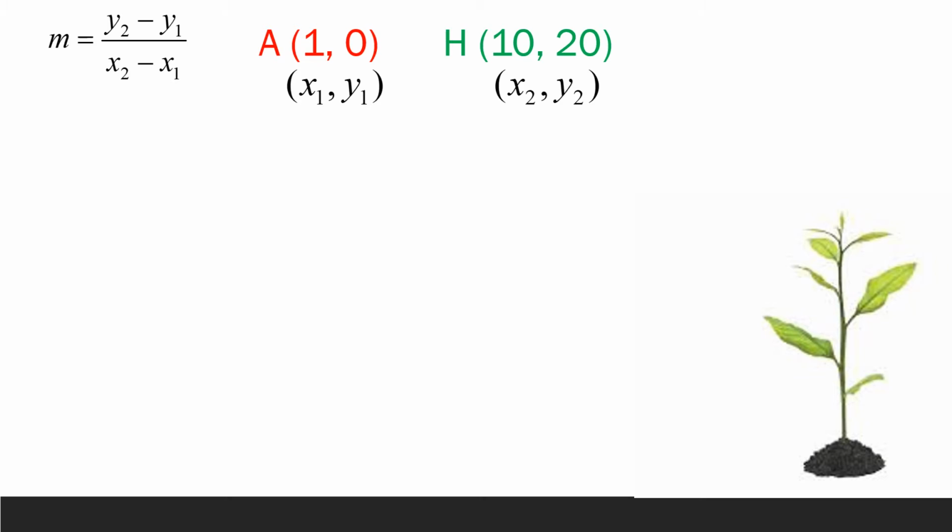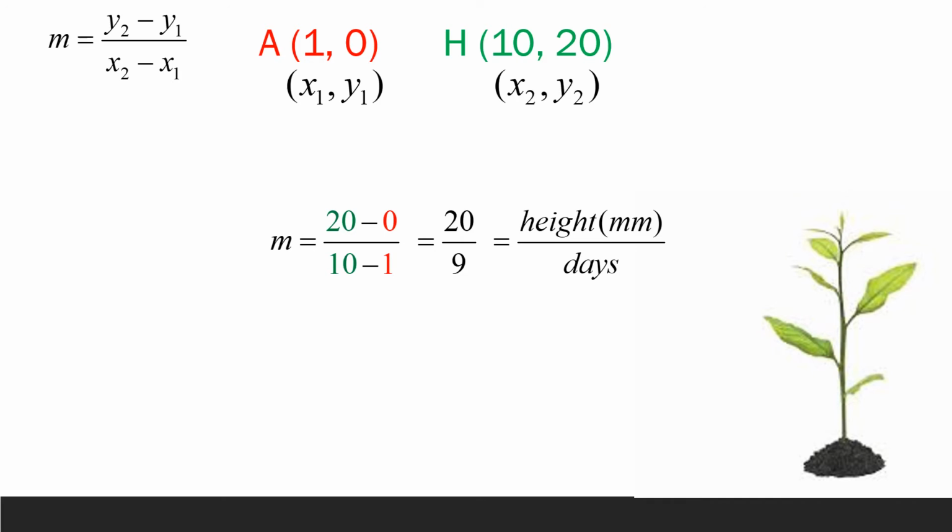Now that I've labeled them, all I have to do is plug them into this equation. So my y2 is 20, my y1 is 0, my x2 is 10, and my x1 is 1. Now I just have to do the math. 20 minus 0 is 20, and 10 minus 1 is 9. So my slope is 20 over 9.